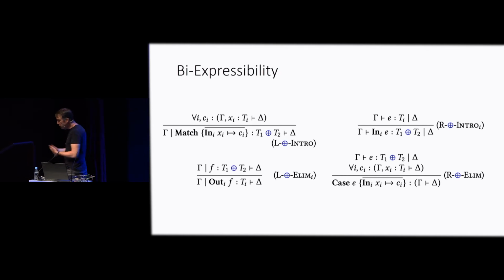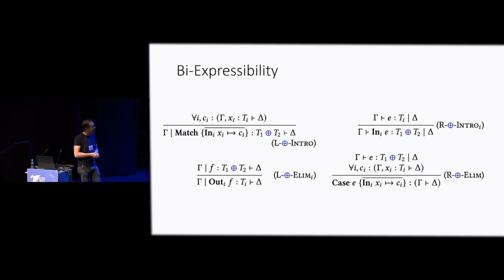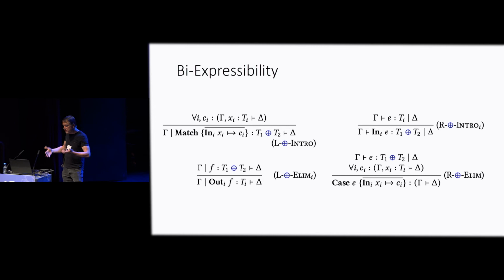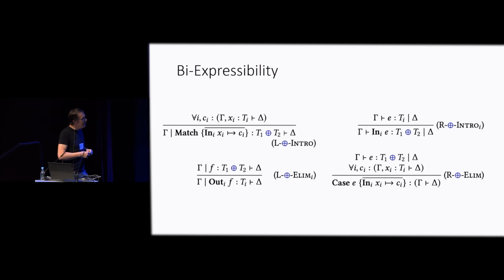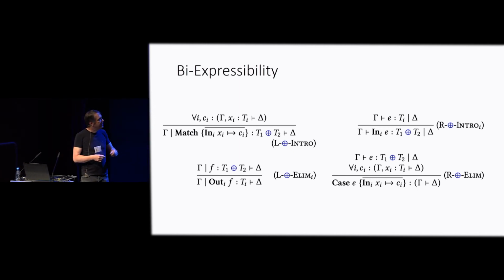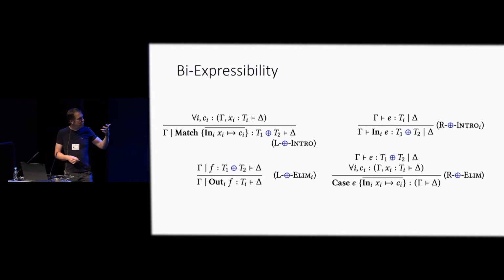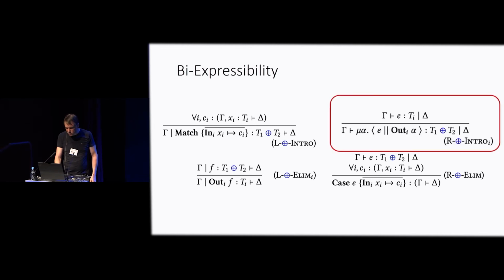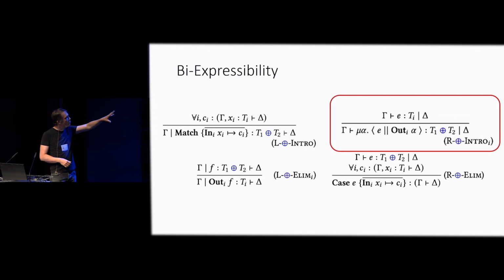Okay, so one of the interesting results in our work is the notion of what we call bi-expressibility. That's a kind of criterion to make sure that all these rules are in sync with each other. Specifically, that means that we can encode each rule with the rule diagonally opposed to it, using only the diagonally opposed rule and core rules. So for instance, the right introduction rule can be encoded with mu and the left elimination rule.